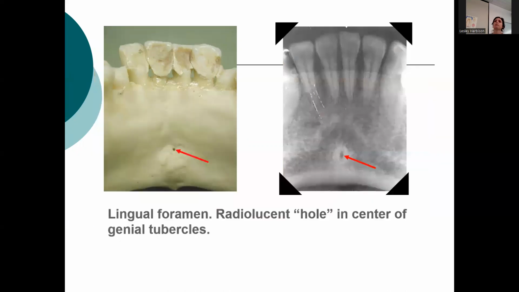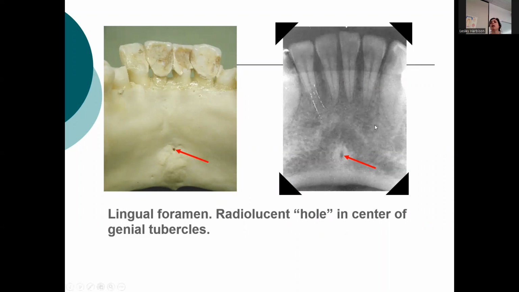This is the attachment to the geniohyoid inferiorly and the genioglossus. There you go, so it is an attachment. So for two different muscles: geniohyoid, connected to the hyoid, and genioglossus, so the tongue. Ah, interesting. Thank you, Lucy.